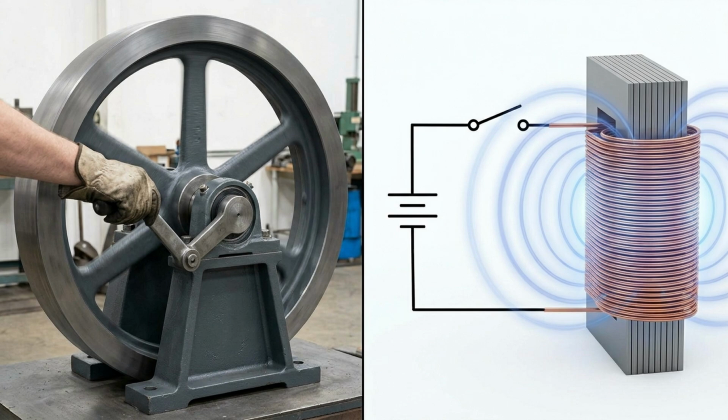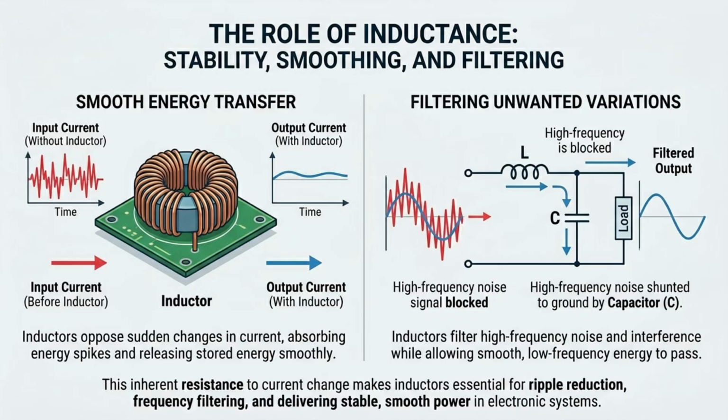A useful comparison is a heavy rotating flywheel in mechanical systems. When torque is applied, the flywheel does not instantly change speed, but gradually accelerates or decelerates due to stored kinetic energy. Similarly, an inductor does not allow current to change instantly, but smooths transitions by storing and releasing energy in its magnetic field. This property makes inductors extremely useful in systems where stability and smooth energy transfer are required. They reduce sudden fluctuations, filter unwanted variations, and control how energy moves through a circuit over time.